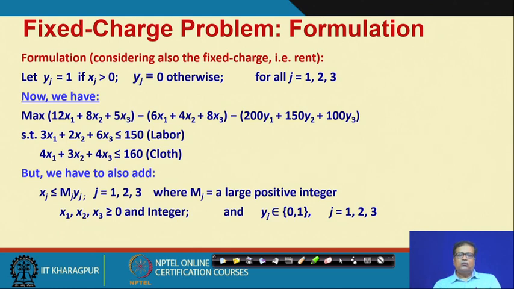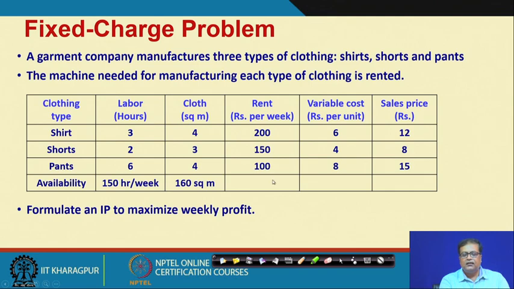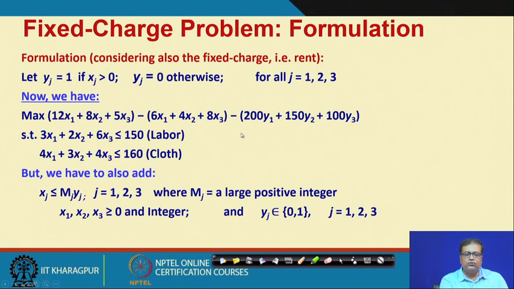So, why does it work? Please think over. When you have added these additional terms, 200 y1, 150 y2 and 100 y3, what are these 200, 150 and 100? These are the rents. So you are taking that rent also, and profit will go down by that amount. In other words, this is the fixed cost, this is the variable cost, this is the revenue. So, revenue minus variable cost minus fixed cost.